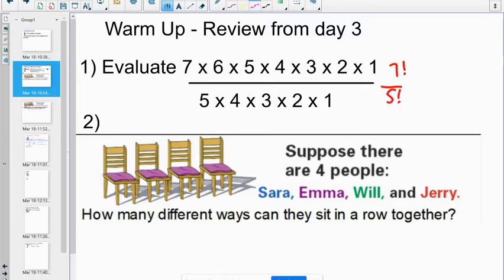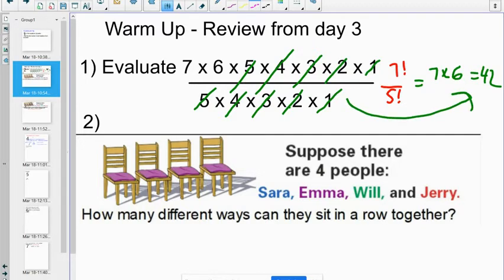To do that, we can just cancel out these because we know that 2 divided by 2 is going to be 1, and the same goes for the 5, 4, 3, 2, and the 1 as well. You're left with 7 times 6, and that just equals 42. So that's what this whole thing is going to end up equaling.